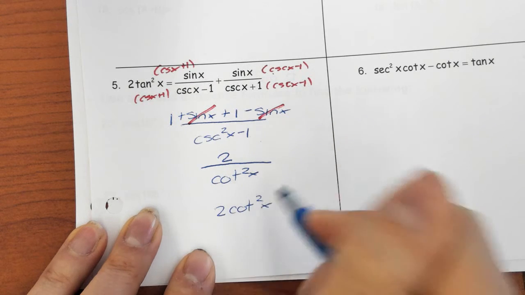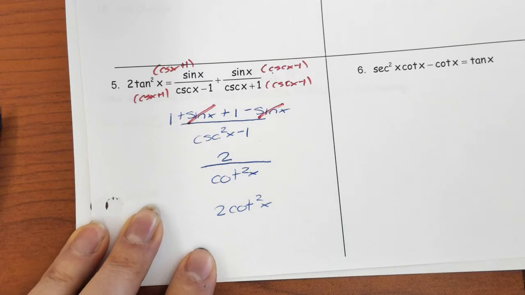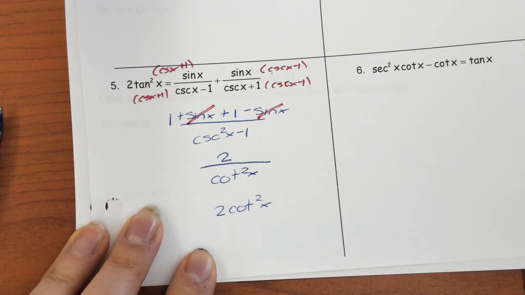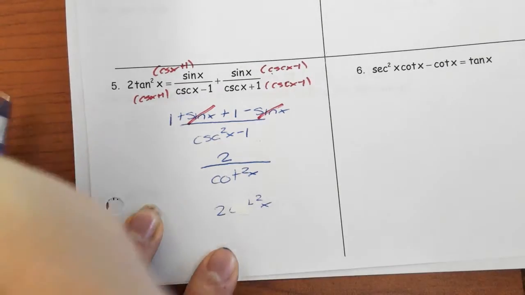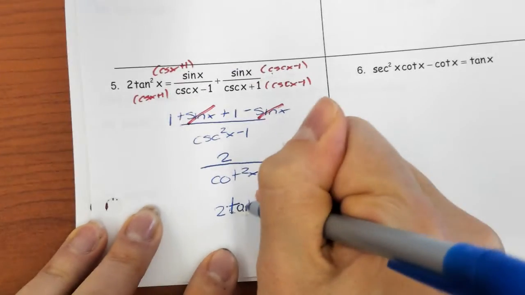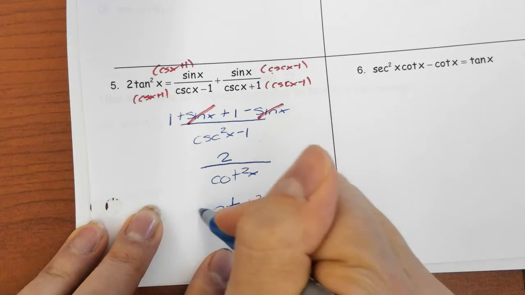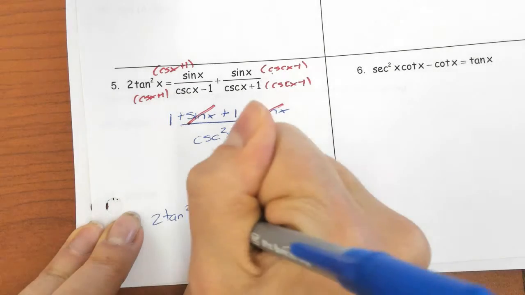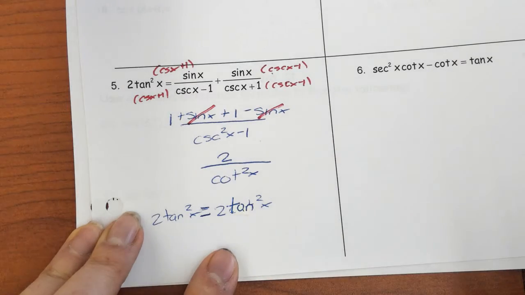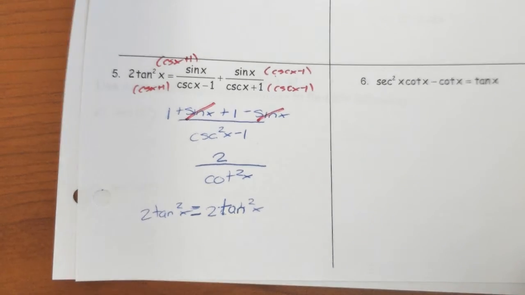So I can move it up. Oops. I don't want to move it up as cotangent. That would be some wrong math there. Right, when we move it up, it becomes tangent. And that's what I want. I want it to be 2 tangent squared x. So I'm done. All right, let's try one more.